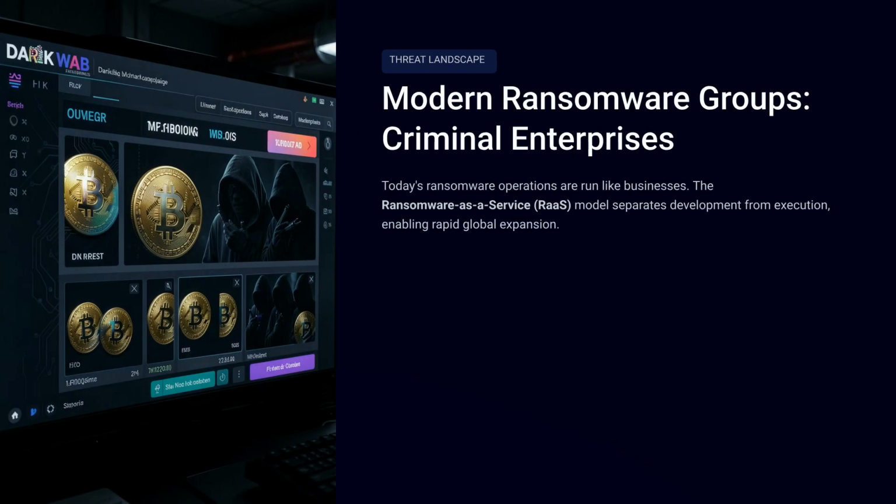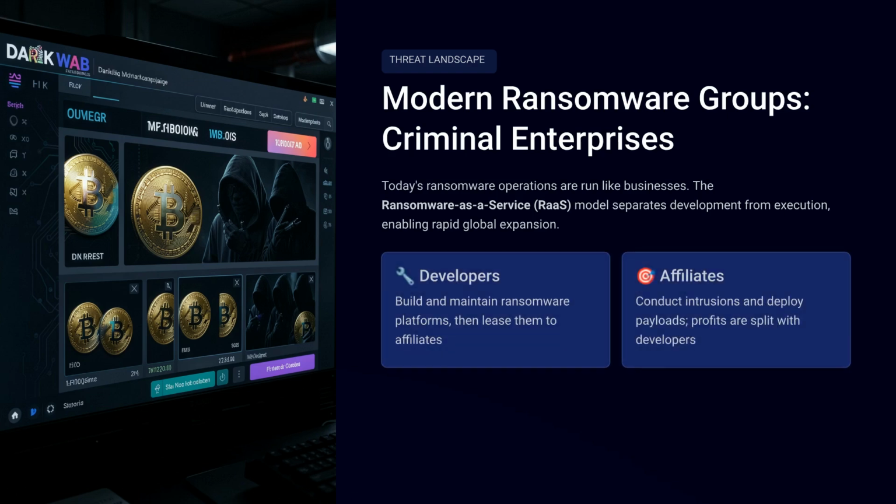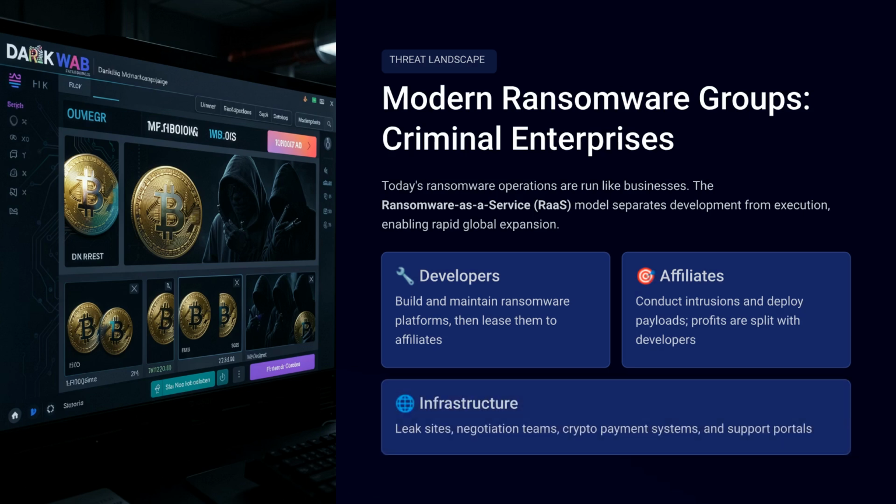Modern ransomware groups are criminal enterprises utilizing a ransomware as a service model. Developers build and maintain the platforms, which are then leased to affiliates who conduct the intrusions and deploy the payloads. Infrastructure supports these operations with leak sites and payment systems.